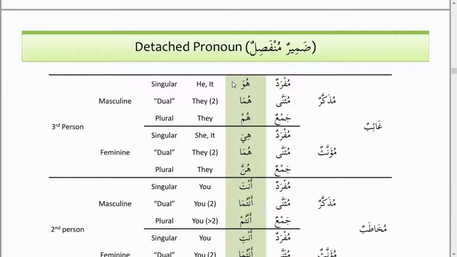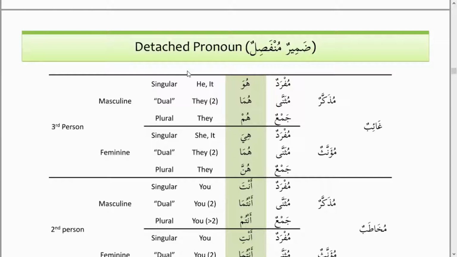Pronouns. Like last time, I told you that we need to memorize these pronouns, and today too, inshallah ta'ala, we'll try to memorize some of them and understand them, inshallah ta'ala.